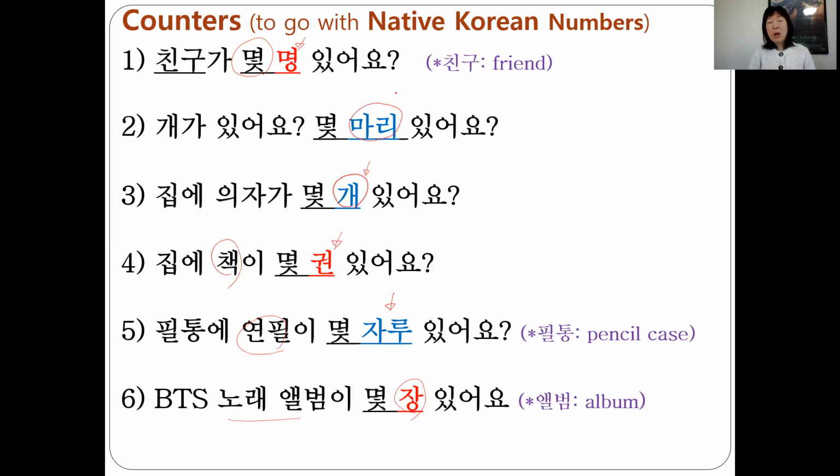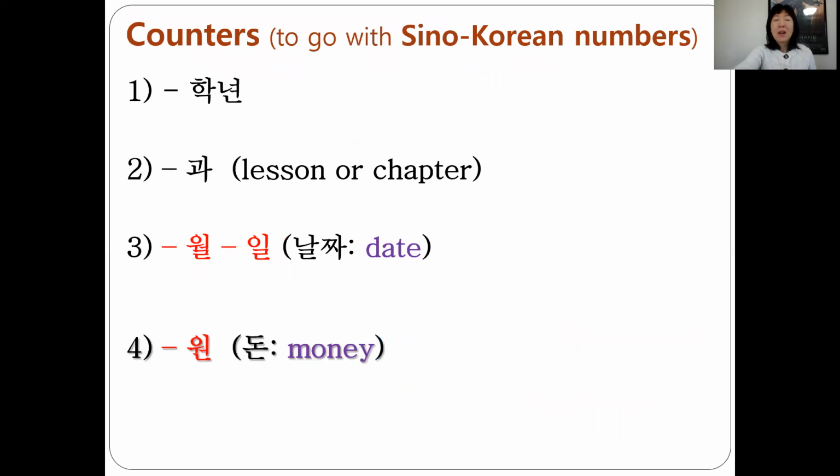So I showed you counters that go with native Korean numbers, but there are also counters that go with Sino-Korean numbers. I told you the basic difference: we use native Korean numbers to express an amount or quantity of items, and Sino-Korean numbers name something, but not always. So there are also counters that go with Sino-Korean numbers that you want to know.